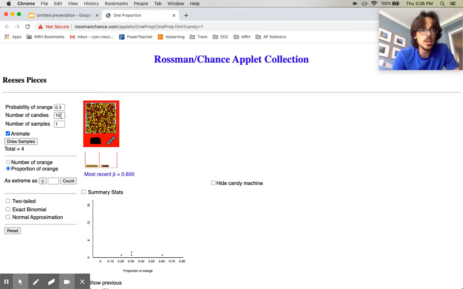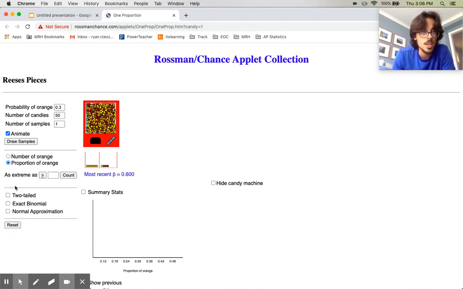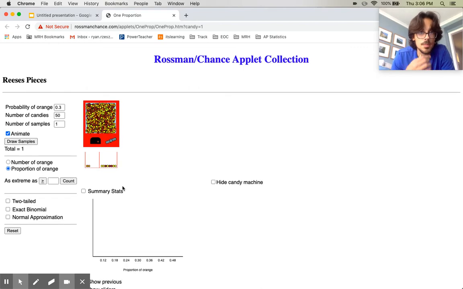I want to look at what happens when we do a lot of samples for a couple different scenarios here. The first thing I'm going to do is bump my sample size up. I was at only 10 for my sample size, but I'm going to go with samples of size 50. So it's going to draw 50 candies at a time, which is obviously going to take a little longer. I'll turn off the animation after you see this one. So there's my 50 candies going.